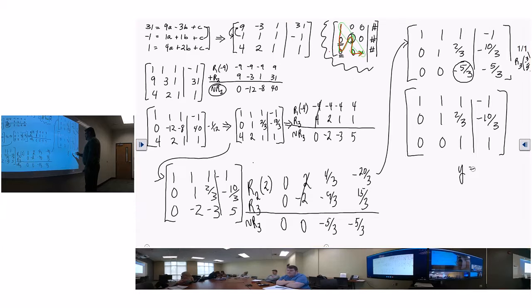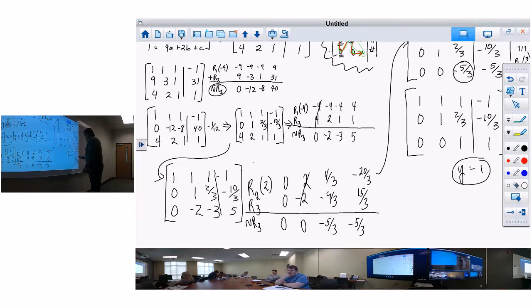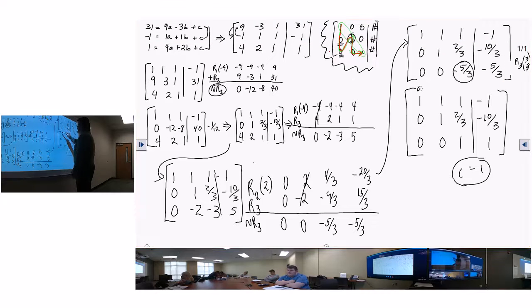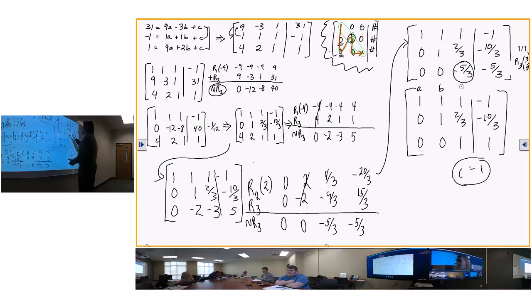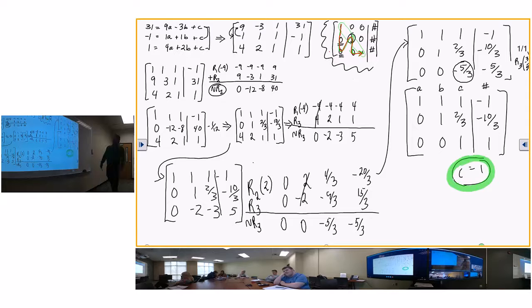And at this point, y is equal to 1, or whatever letter, c is equal to 1. Why? Well, if you remember a matrix, what column is this? This is your X column or A column. This is your B column. And this is your C column or Y, X, Y, Z, whichever. And this is your solution. So what is this saying? 1C is equal to 1. So C is equal to 1. Let's remember that. You need to highlight that because that's important.